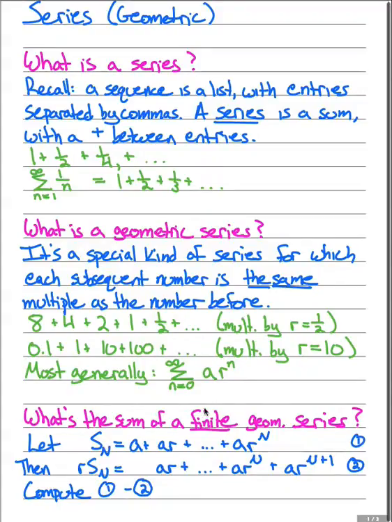So there's a cool formula for the sum of a finite geometric series. I'm going to define S_N as the sum of those terms from the 0th out to the capital Nth. So that's a plus ar plus ar squared, and so on.